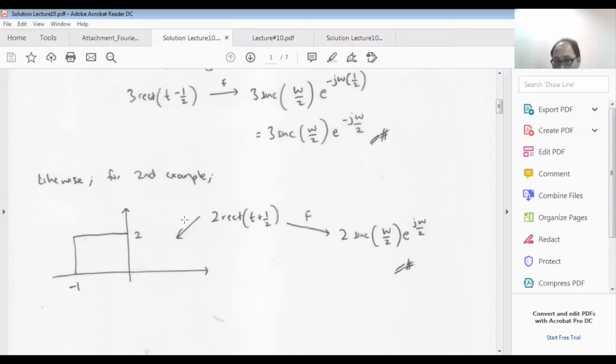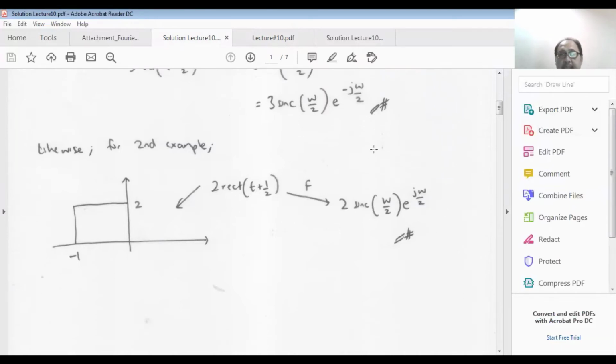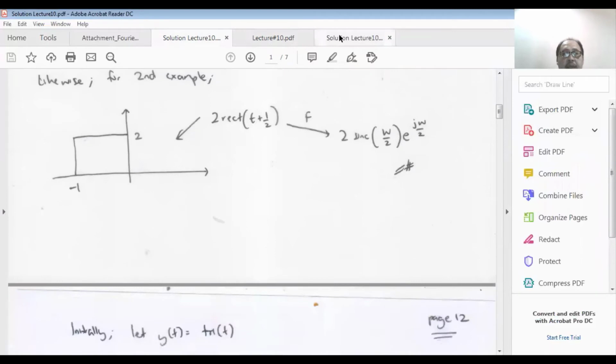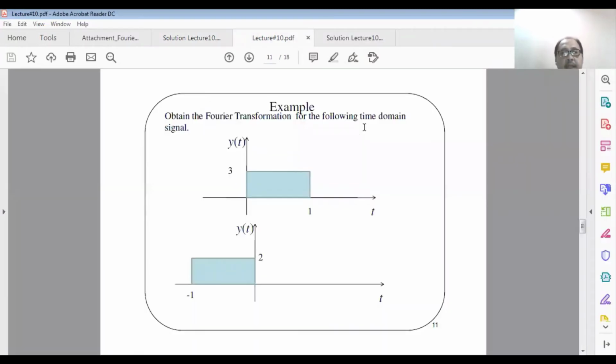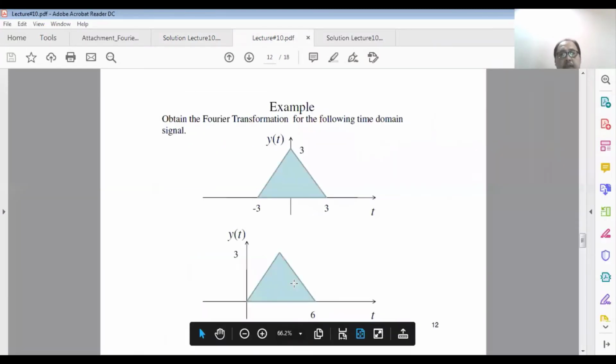Is that clear on this? I hope that's clear on the issue of time shifting. Let us proceed with the next properties. So, next example here.